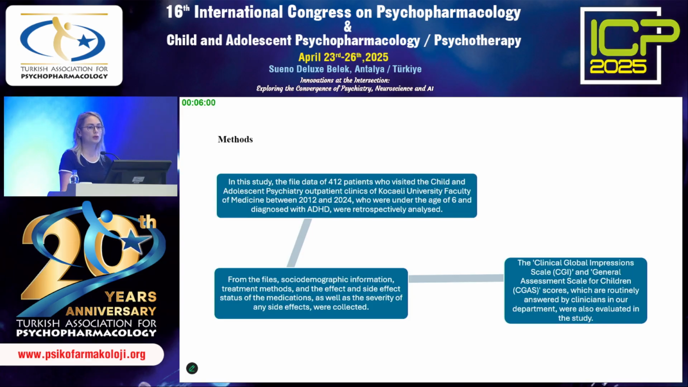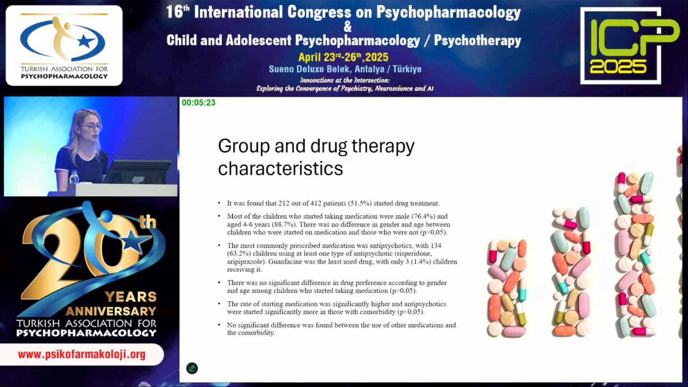In the study, the file data of the 412 patients who visited the child and adolescent psychiatry outpatient clinics of Kocaeli University Faculty of Medicine between 2012 and 2024, who were under the age of 6 and diagnosed with ADHD, were retrospectively analyzed. From the files, demographic information, treatment methods, and the effect and side effect status of the medications, as well as the severity of the side effects, were collected. The Clinical Global Impression scale and Children's Global Assessment Scale of all children were relied upon.